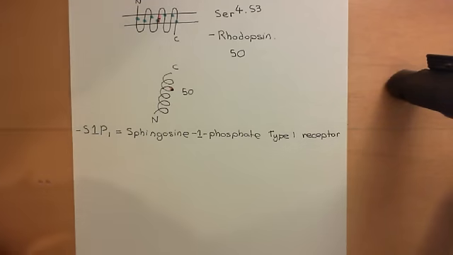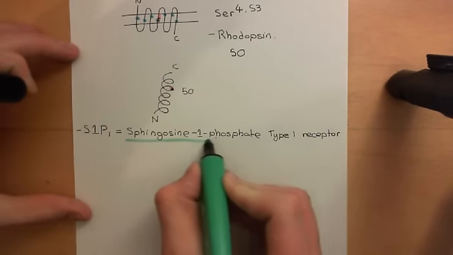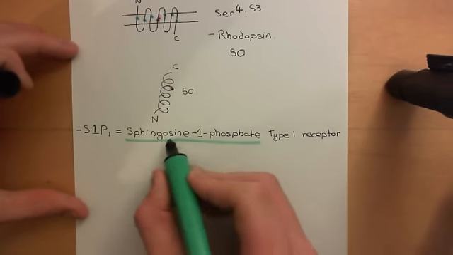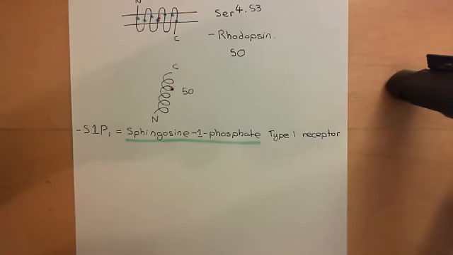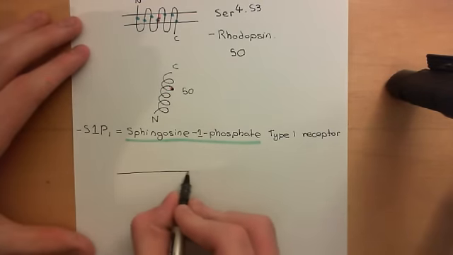Because that's evidently the ligand for this receptor. Well, sphingosine 1-phosphate is a lipid molecule. It's actually a phospholipid molecule because it's a lipid structure with a phosphate group attached to it. Okay, so it's actually present within the phospholipid bilayer.